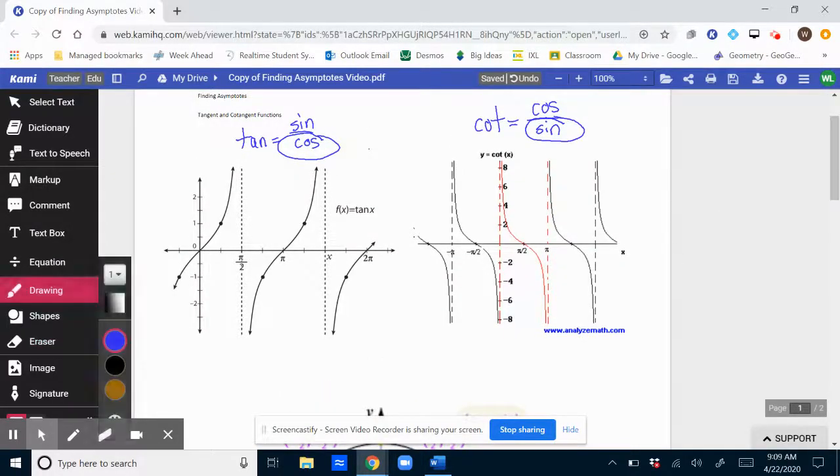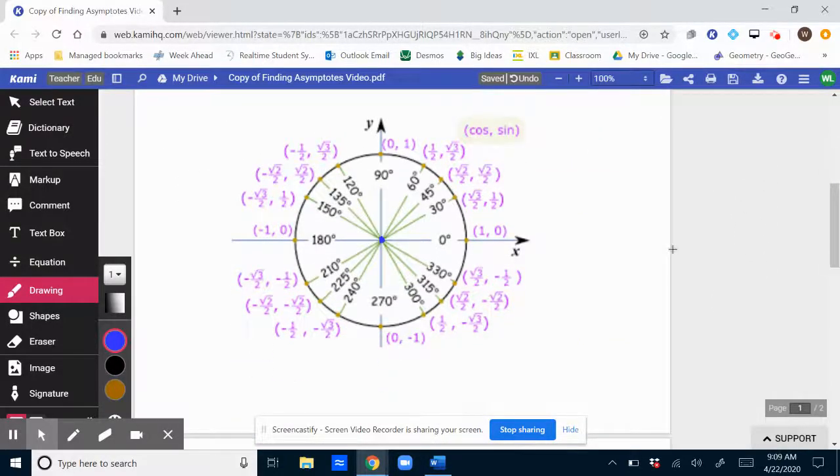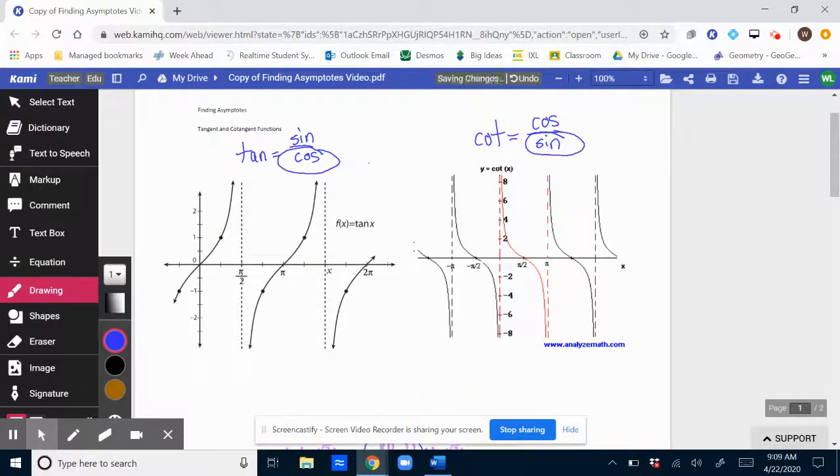So tangent has an asymptote wherever cosine is 0, and cosine is the x. Okay, so I see an x value of 0 at 90 and 270. Or in radians, that's pi over 2 and 3 pi over 2. And if I go to my tangent graph, pi over 2, 3 pi over 2.